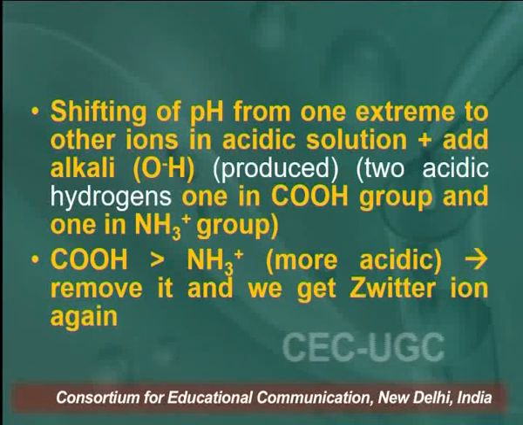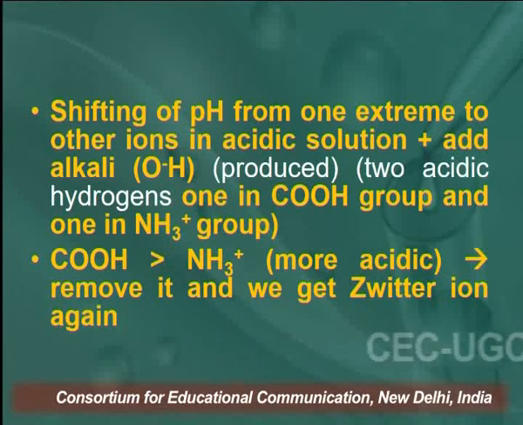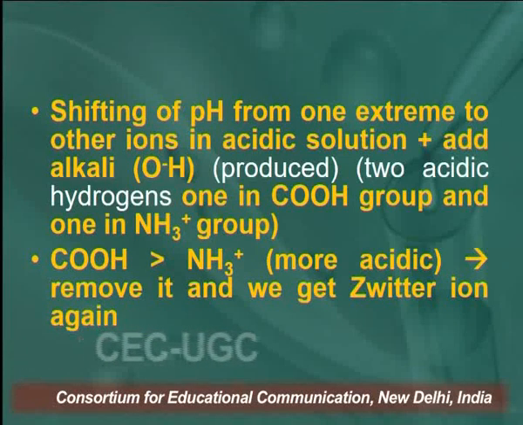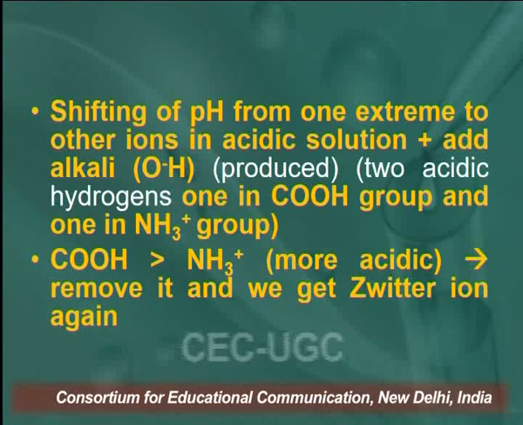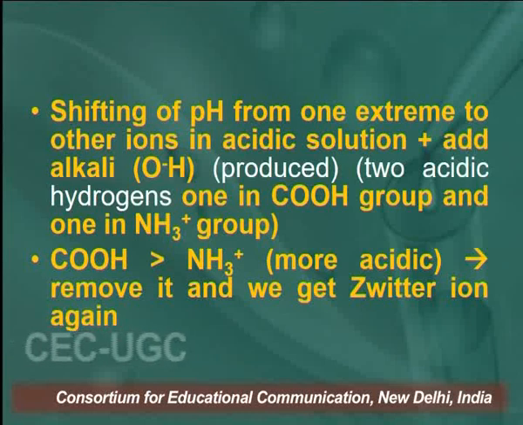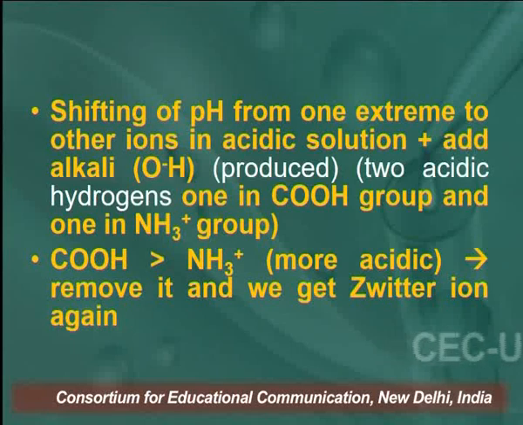So, shifting of the pH from one extreme to the other, in acidic solution or after adding alkali, what happened? There are two acidic hydrogens, one in the COOH group, that is the carboxylic group, and one in the NH3 group, that is the amino group. When COOH is more acidic than the ammonium ion, the solution is more acidic, and it removes its proton, and after removing that we get a Zwitterion again.